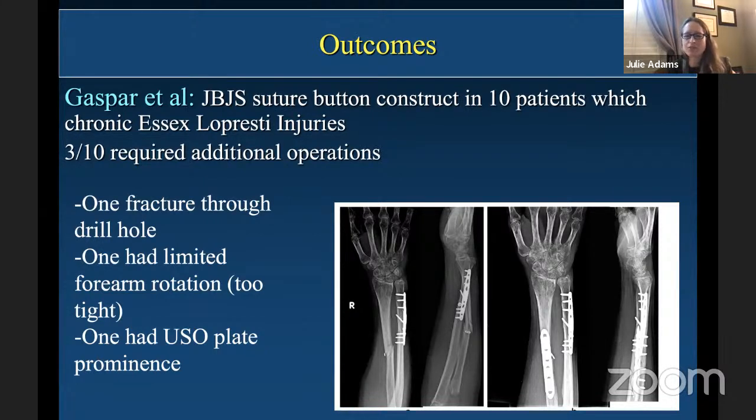Again, about a third of patients required additional operations. So I think that the take-home message is, whatever you do, telling your patient that the story may not be over. You're likely to need additional interventions over time. One patient had a fracture through the drill hole. I've seen this with other techniques as well. And ultimately, she had ORIF and fixation. Another patient had limited forearm rotation. You can possibly put this too tight, so be careful and cautious about that.